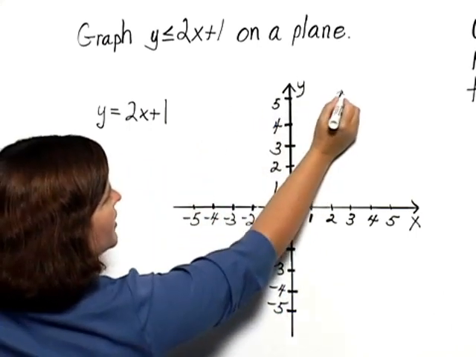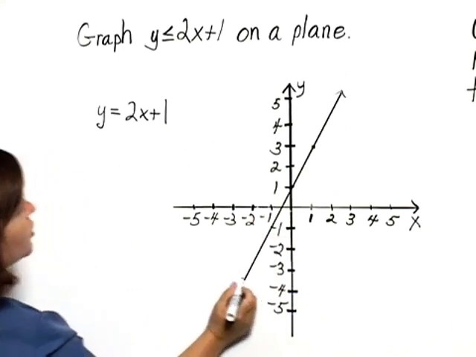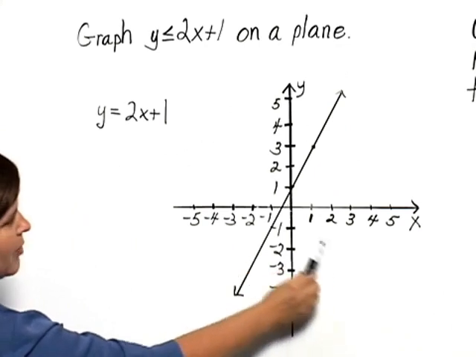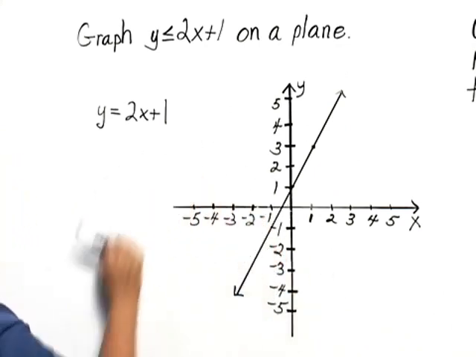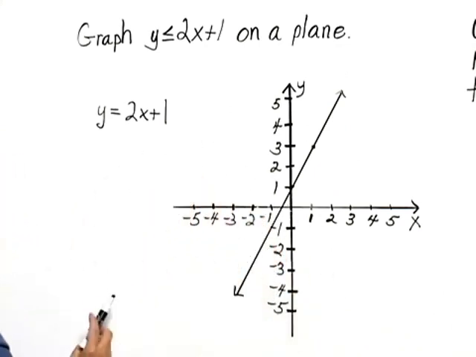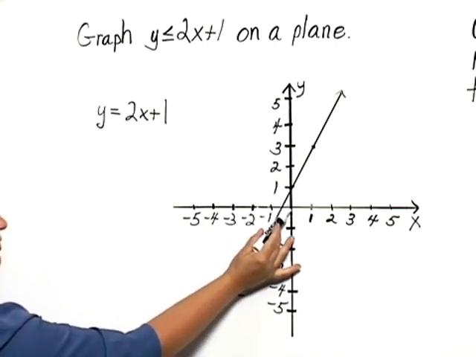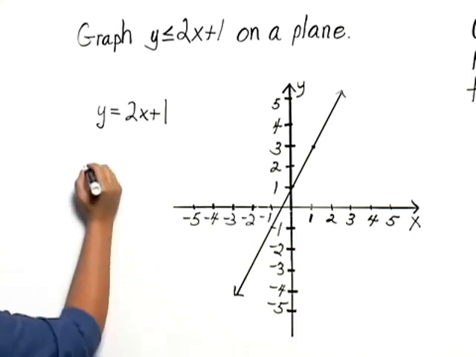Now, the graph of the inequality, y is less than or equal to 2x plus 1, consists of this line and either the half plane below it or above it. To determine which one to shade in, we choose a test point, and since this line does not go through (0, 0), we'll use that as a test point.